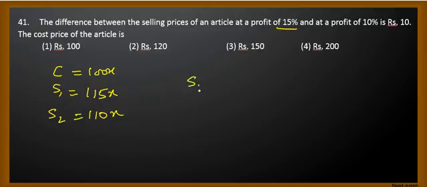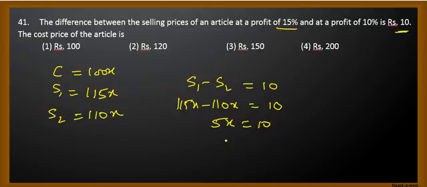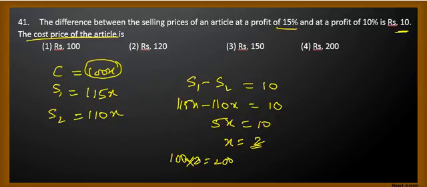So given that S1 minus S2 is equal to 10 according to the question. So 115x minus 110x is equal to 10. So 5x is equal to 10, x is equal to 2. He is asking the cost price of the article. What is the cost price of the article? 100x. So 100 into 2, 200 is the answer. Option 4.